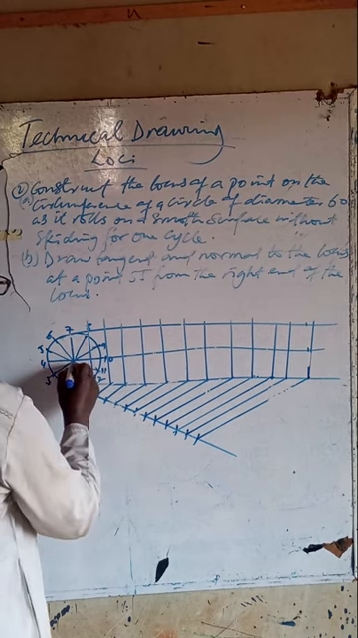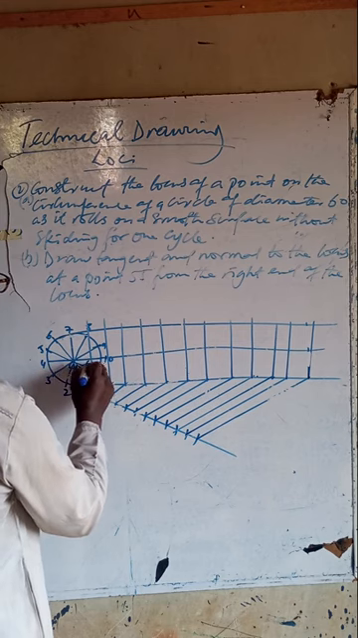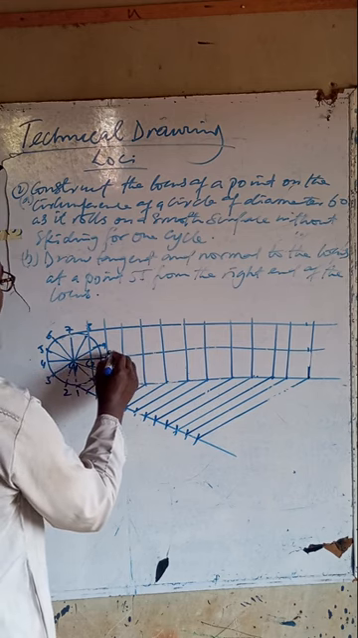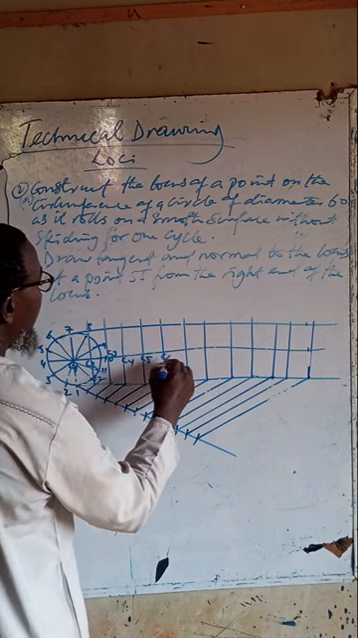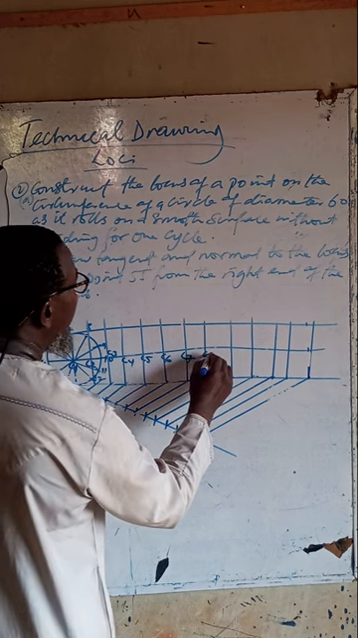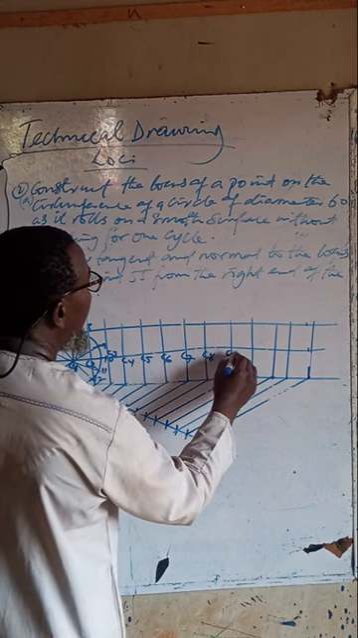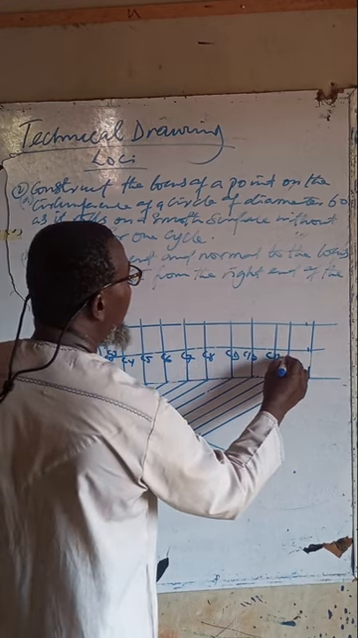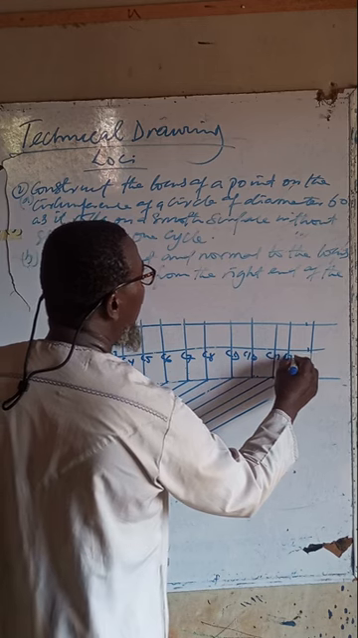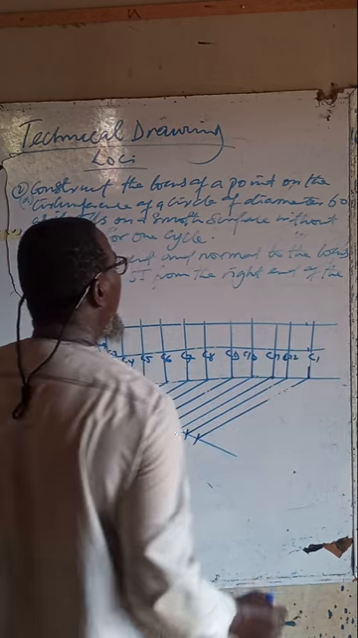Okay, after you have done this, the next thing is to label the centers of the circle. This place you call C1, the next one C2, then we have C3 here, C4, C5, C6, C7, C8, C9, C10, C11, C12, and back to C1.